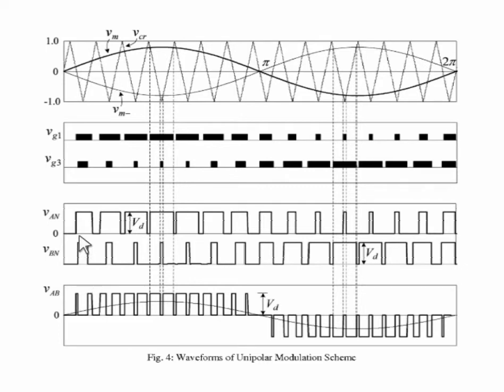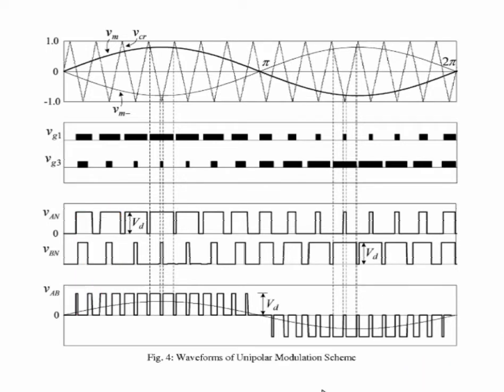So for this portion this is 0, and for these portions we get these pulses and these pulses. Here we get these pulses for this and these pulses for this. Similarly for this, these pulses for these portions and these pulses for these portions. Similarly we get the complete cycles.